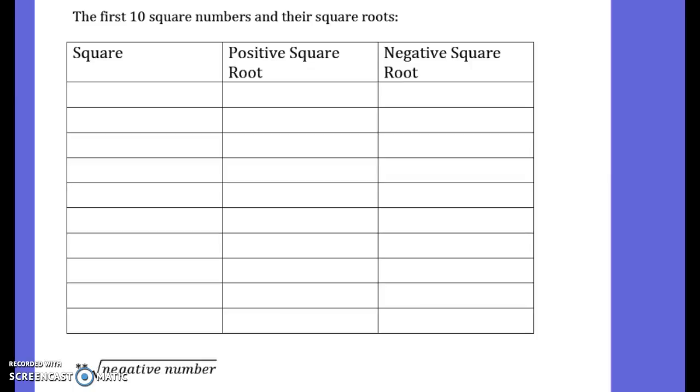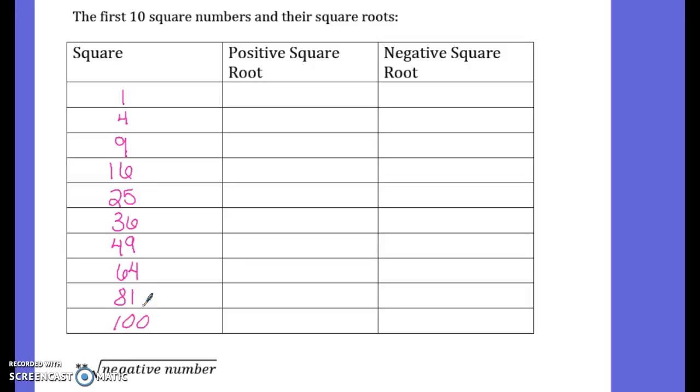So our first one is, well, 1 times 1 is 1. 2 times 2 is 4. 3 times 3 is 9. 4 times 4 is 16. 5 times 5 is 25. 6 times 6 is 36. 7 times 7 is 49. 8 times 8 is 64. 9 times 9 is 81. 10 times 10 is 100. And you could keep going on.